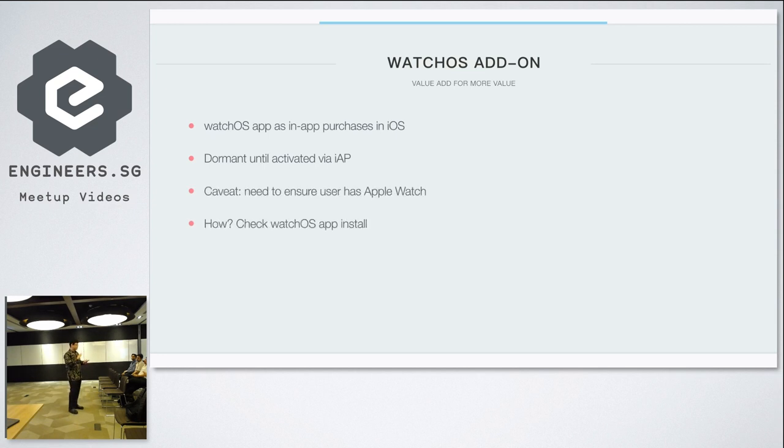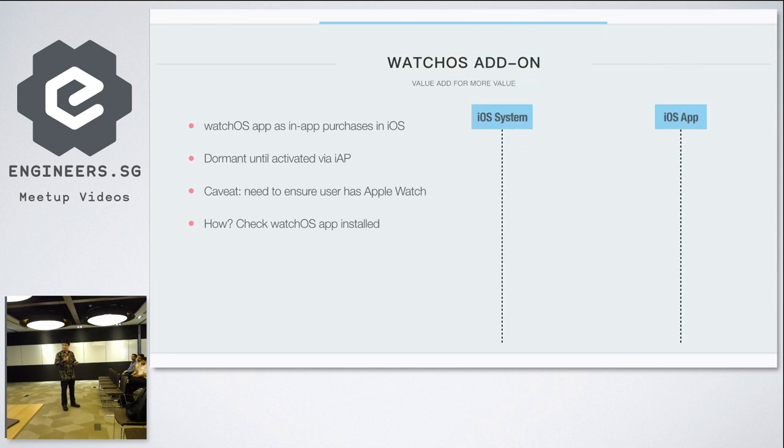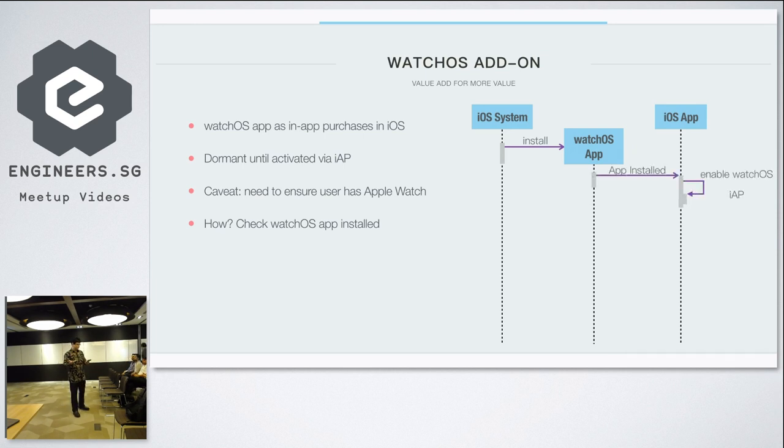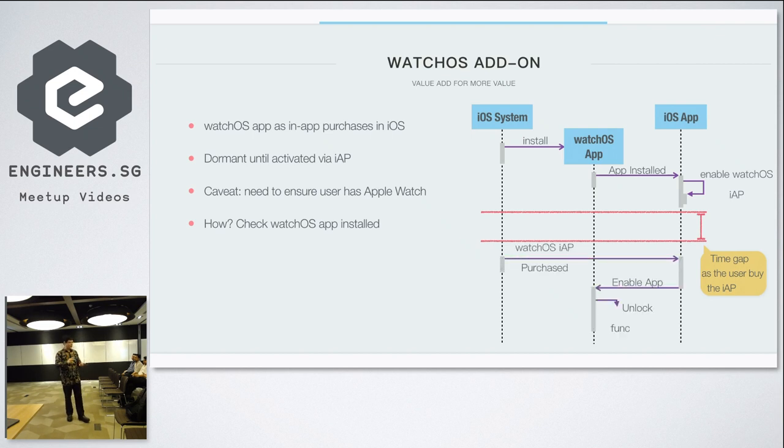You need to make sure that the app is installed before you display the in-app purchase. This is how you do it. First, the iOS app installs the watchOS app, and then the watchOS app notifies the iOS app that it is installed. Only when you get a signal from the watchOS app, you say, yes, show this in-app purchase. And after that, when the in-app purchase is purchased, you signal back to the watchOS app: enable yourself.